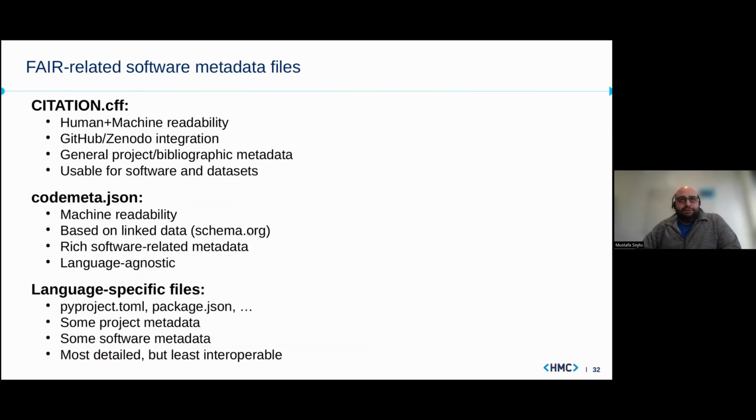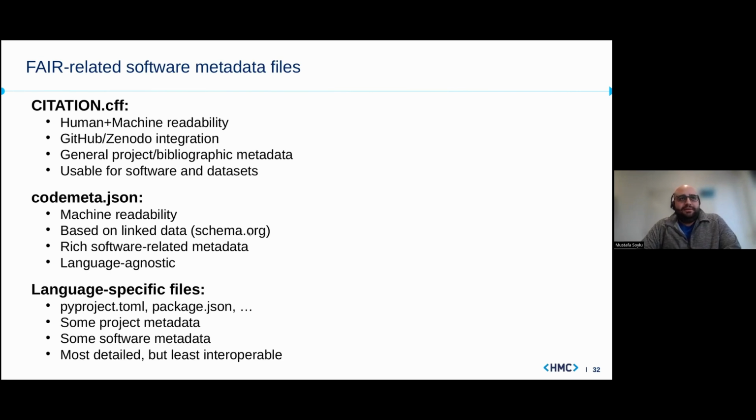So why did I show this? Because metadata matters. There are some community accepted metadata files which already have integrations, for example, citation.cff. It has GitHub and Zenodo integration, and if we have this citation.cff file in our repository, GitHub will directly show that cite this repository button. And this citation.cff file has good human and machine readability, and it is usable for software and datasets.